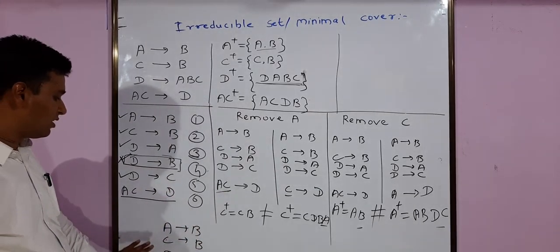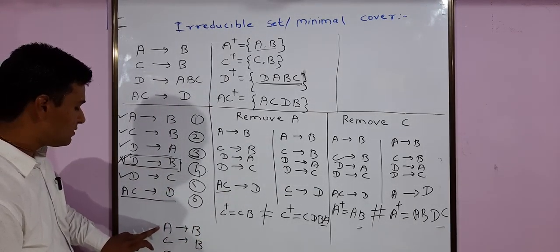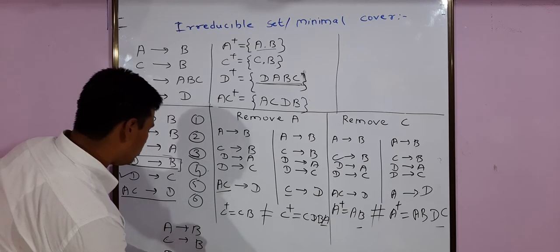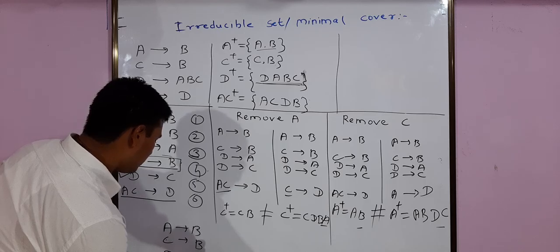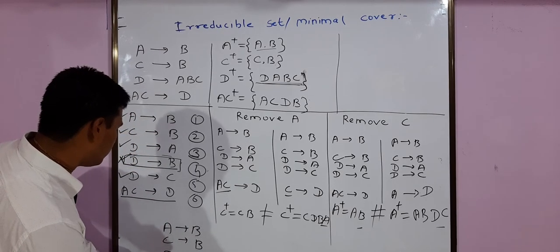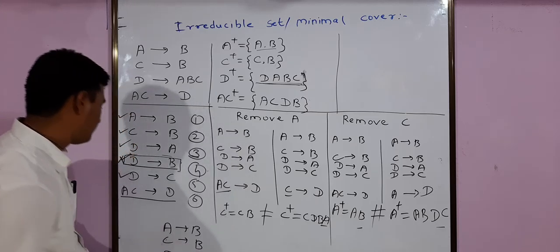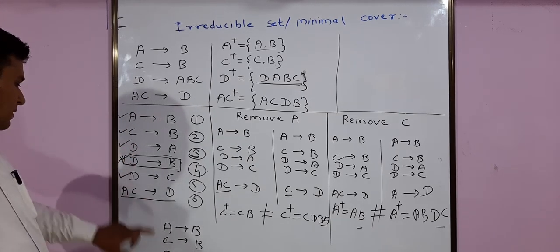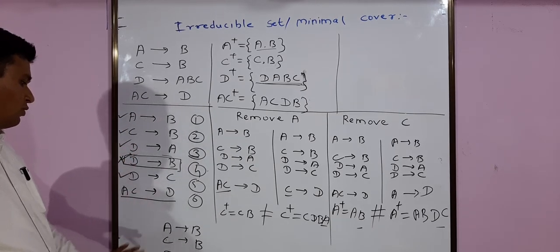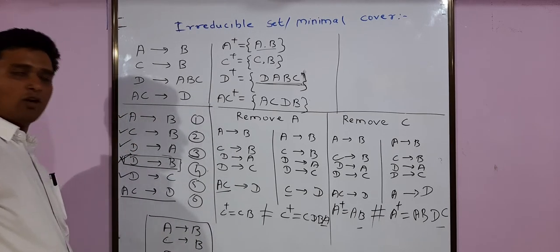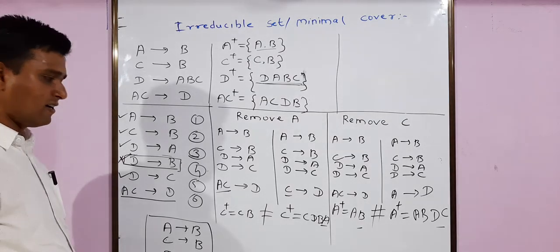So now the final functional dependencies will be A determines B, C determines B, D determines C, as well as you can write shortly here D determines A, and the final one will be AC determines D. So this is the final functional dependency, or you can say the canonical cover for this functional dependency.